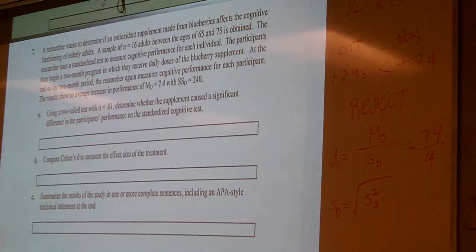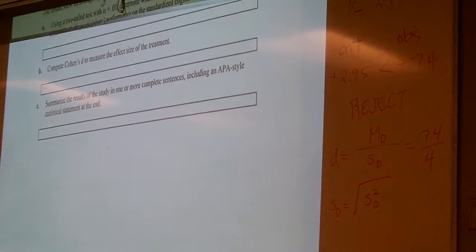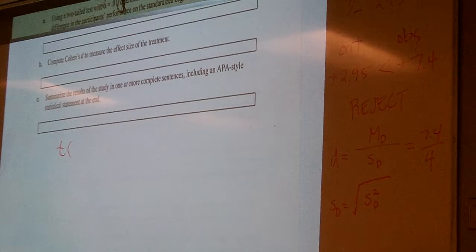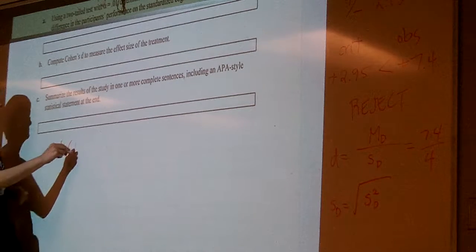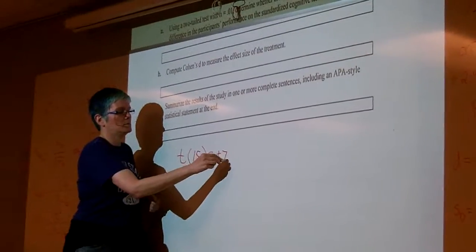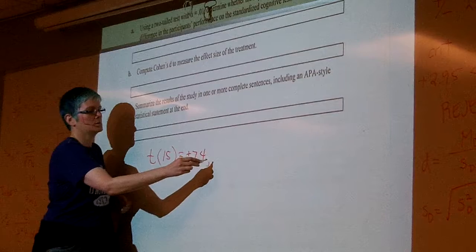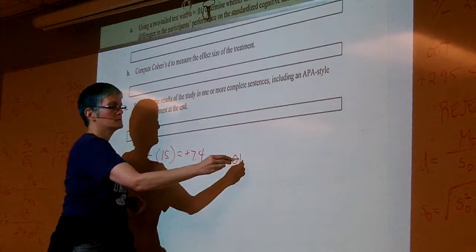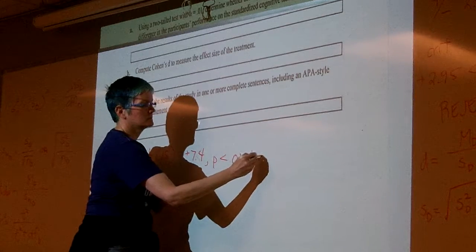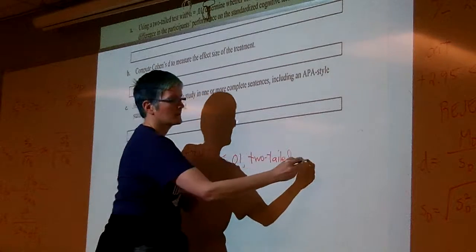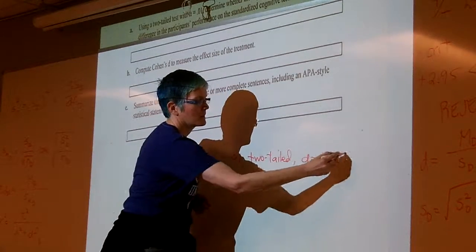All right, and then we do our APA style statistical statement. And that would be t. What's going to go in our parentheses? 15. Okay, equals positive 7.4. p is less than 0.01, two-tailed. Okay. d equals 1.85. Yep.